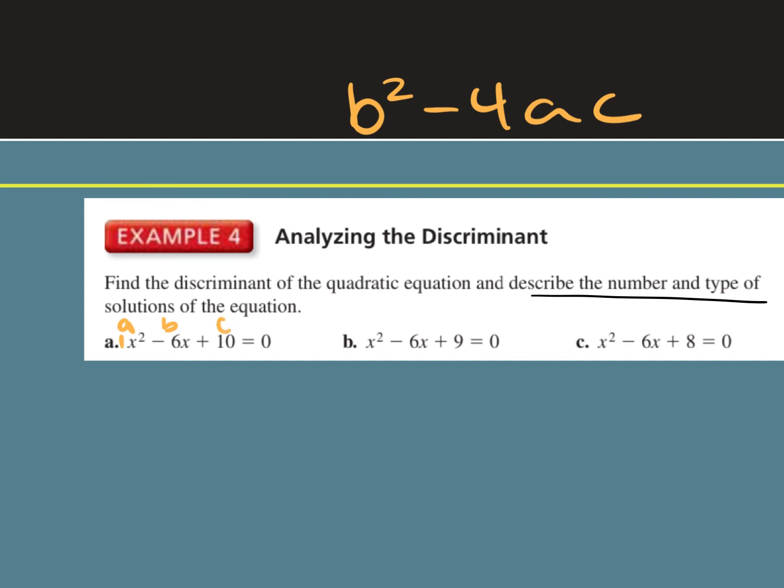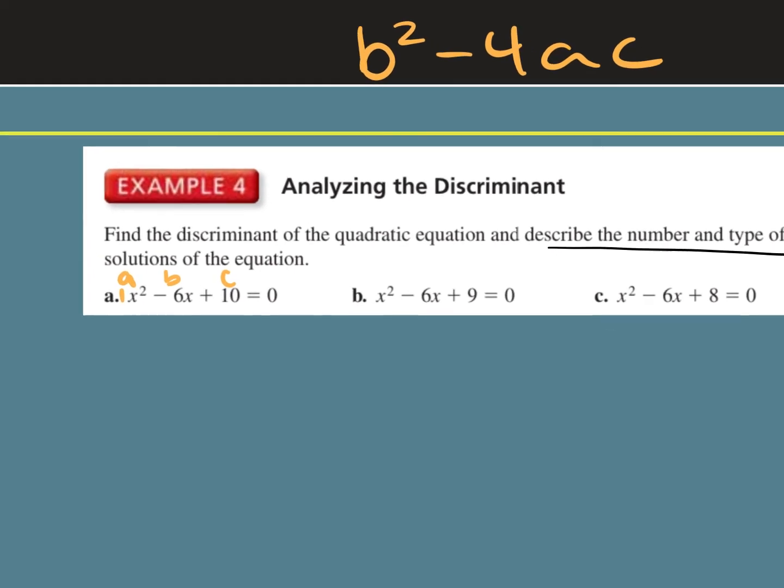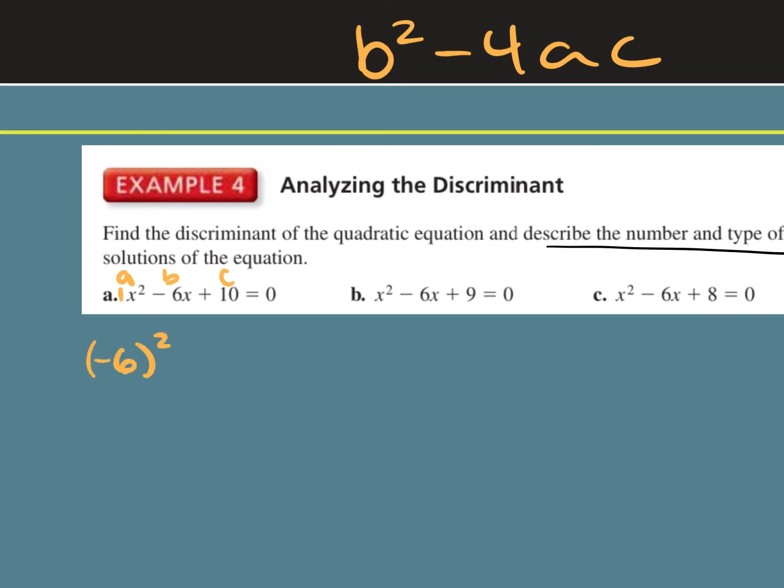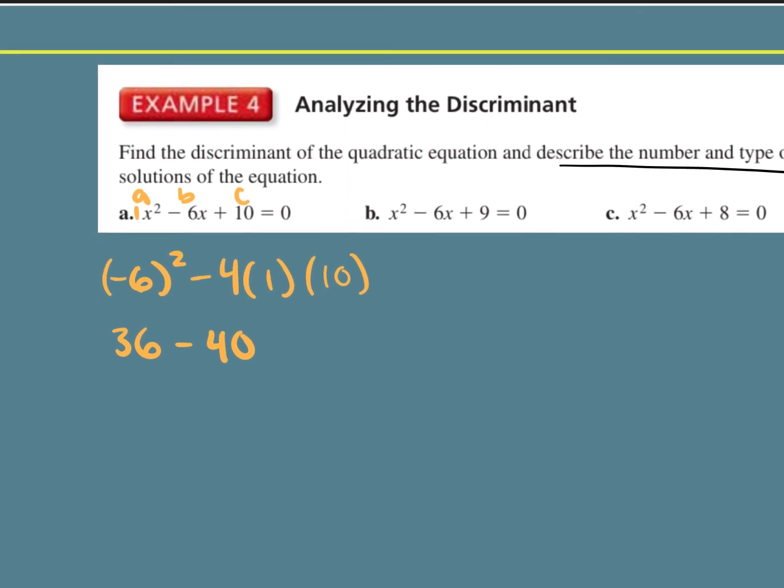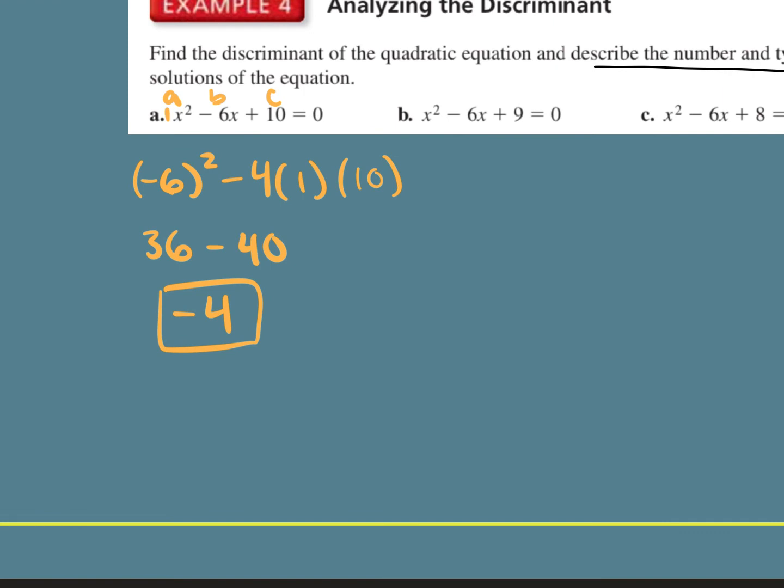So when I plug it into my discriminant formula, I have negative 6 squared minus 4 times 1 times 10. What's negative 6 squared? 36. 4 times 1 times 10 would be 40. So 36 minus 40 would be what? Negative 4. So my discriminant is negative 4. What does that tell me about the type of solutions that I have? That they are imaginary. So I have 2 imaginary solutions.